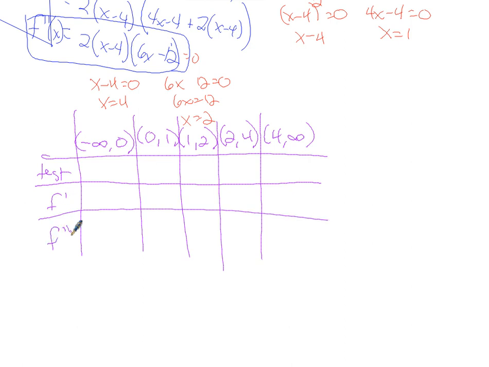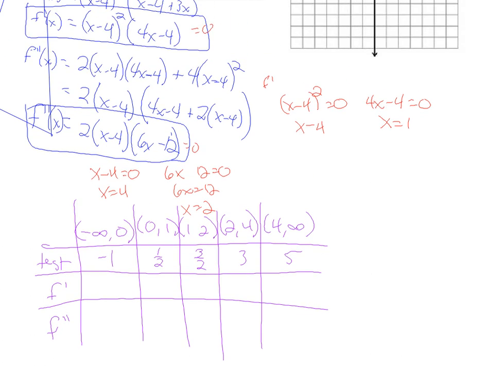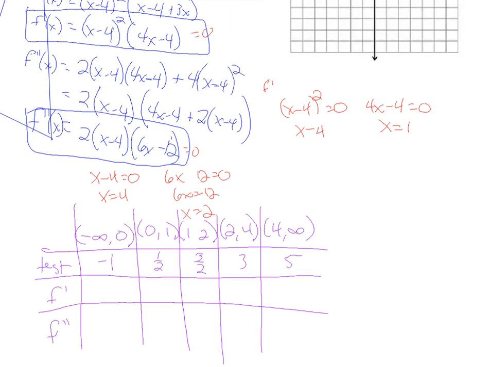My test numbers for each one of these is going to be, let's see, negative 1 there, probably 1/2 here, and then maybe 3/2 here, 3, and then 5, just to keep our numbers simple. Okay, I'm going to go back up so that I can see both of my derivatives. I'll take out the first derivative here.